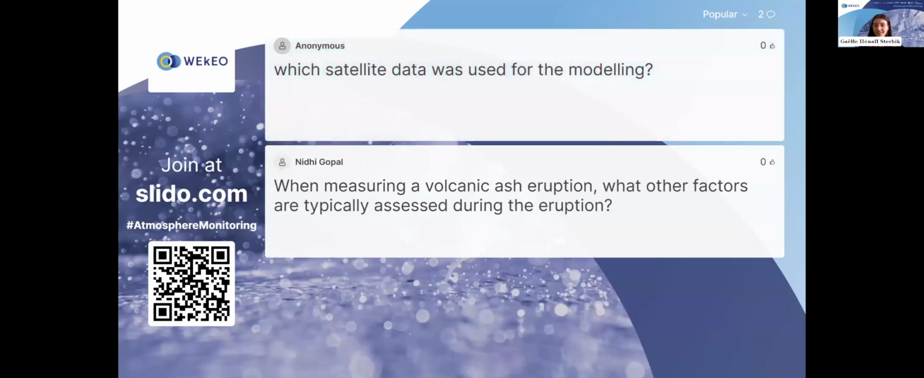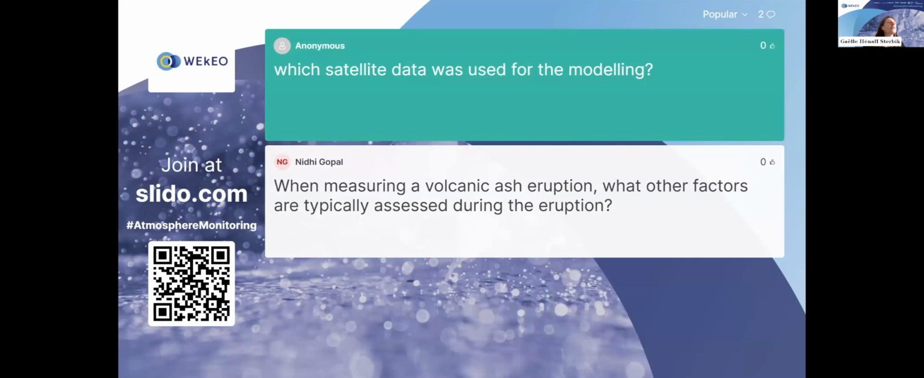Okay, thanks a lot for the explanation. It's clear. The next question being, which satellite data was used for the modeling?